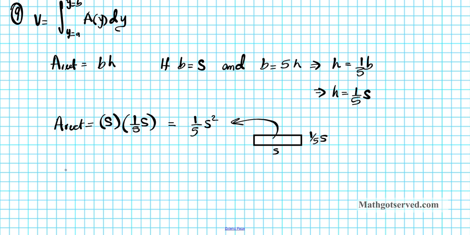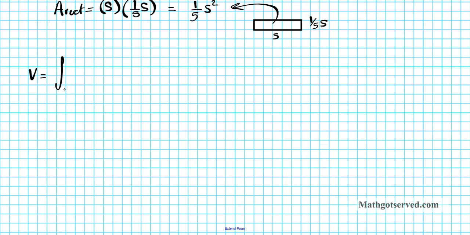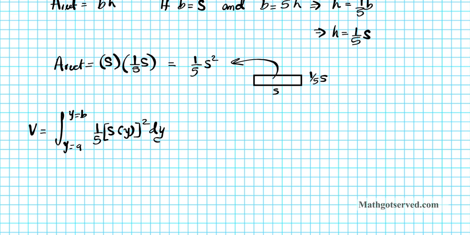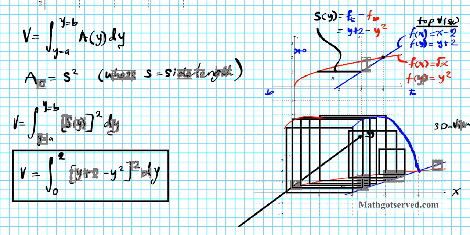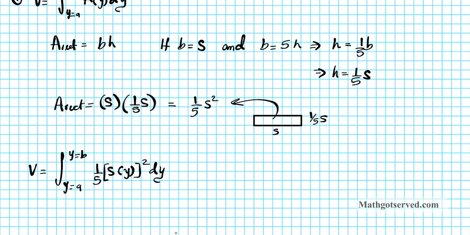All right. So that means the volume of our solid is going to be the integral from y equals a to y equals b of the area. Now it is going to be 1/5 S, where S is a function of y since we're slicing in the direction of the y-axis, quantity squared dy. So this is going to be the volume of our solid. We already know what S is because it's the same direction. Our S is just the top function, y plus 2, minus the bottom function, y squared. So just simply insert it here, and that'll be the setup.